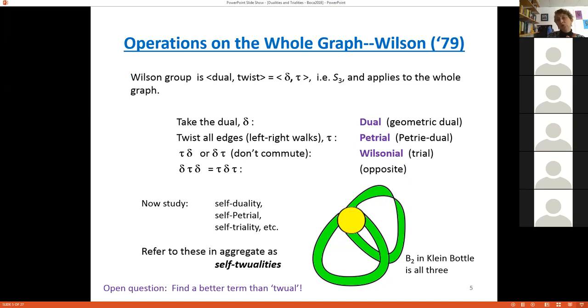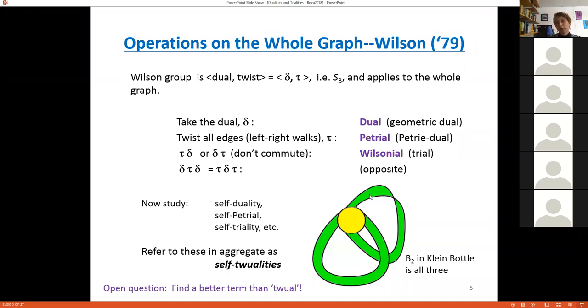Okay, the geometric dual and the Petrie dual are global operations on the graph. The two operations do not commute, so they give you two new operations on the graph, and these two generate an action of S3 on the space of graphs. The kinds of things that people want to know are, when are these operations stable? When do you get self-dual graphs, self-Petrie graphs, self-trial graphs, okay?